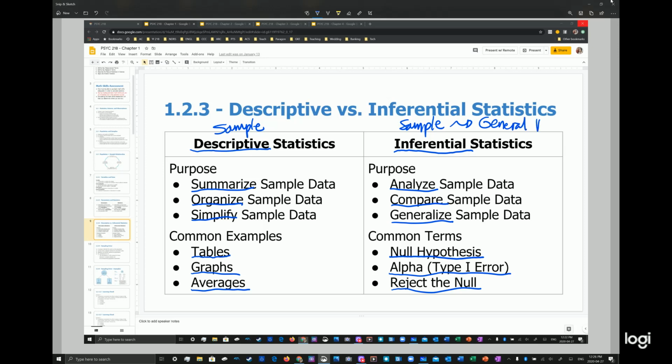So I'm going to put this like that. Inferential statistics has two groups involved, the sample and the population. And we infer about the population using sample data.